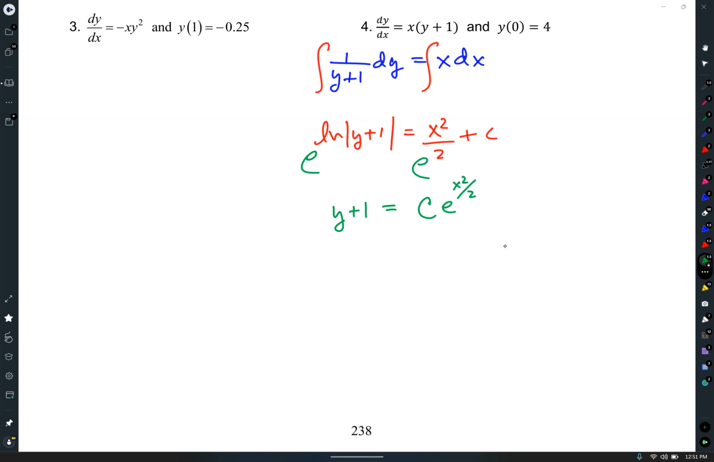Logan, what question do you have? I just messed up my integration. The red was my integration. I forgot to put it over 2. Ah, yes.